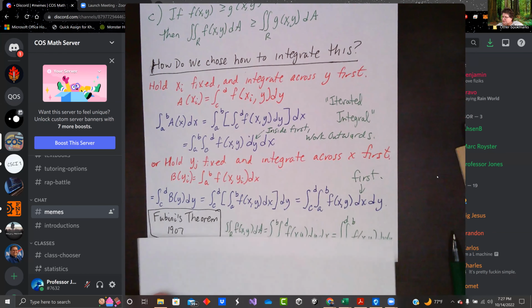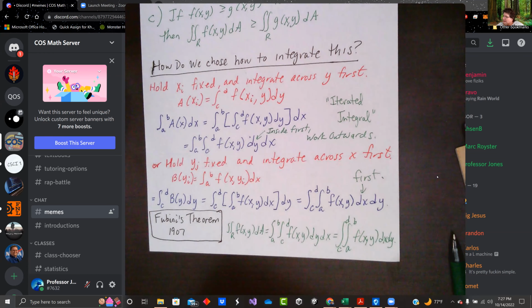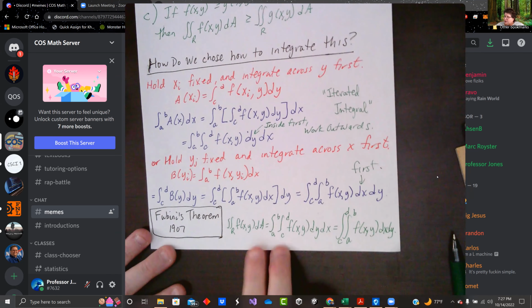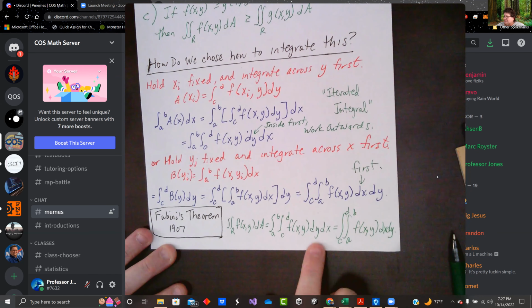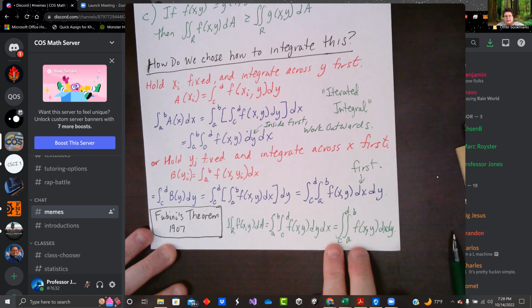And for a rectangular region, there's a good guy named Fubini. Back in 1907, he showed that we can change the order of integration for a rectangular region. It doesn't cost us anything. So we go a to b, c to d, dy dx, or c to d, a to b, dx dy.